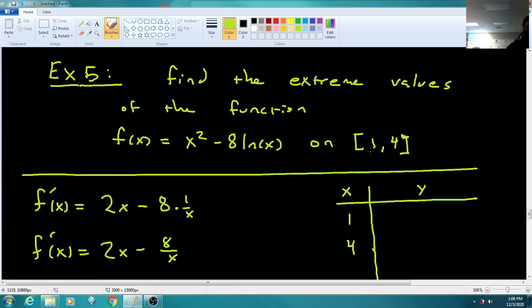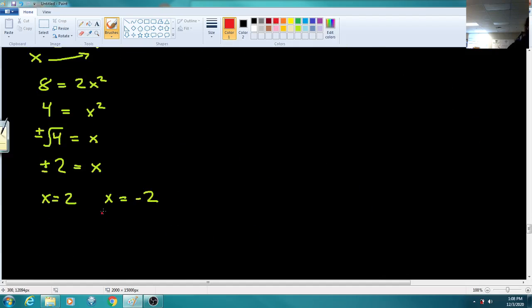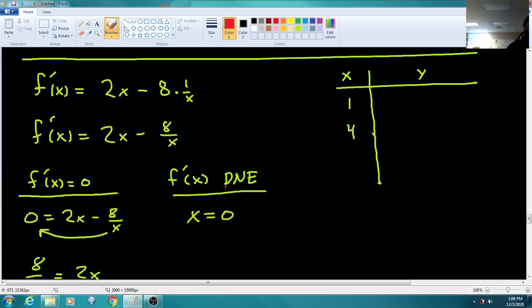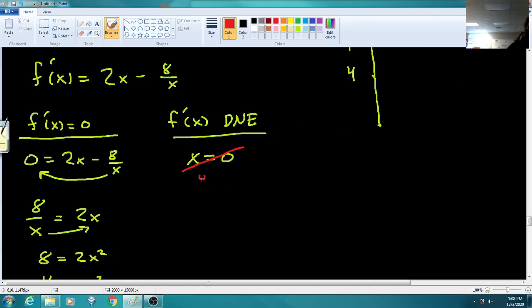Let me check what numbers I'm looking at. I'm looking from 1 up to 4. So if I'm only interested in numbers 1 up to 4, negative 2 is outside of that range, so I'm not going to check it. 2's in the range, so 2 is good. We got to check 2. But 0 is also outside of the range, so we're going to throw it out. So the only third number I really need to focus on for this one is 2.